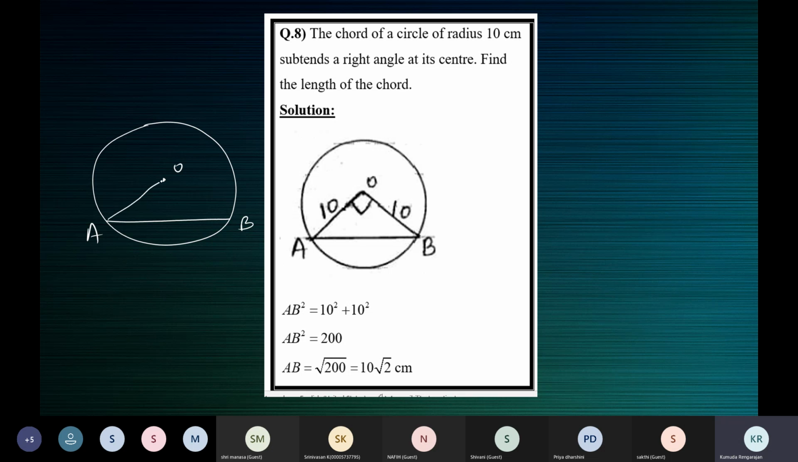So join A to O, B to O. This angle is 90 degrees. The radius of the circle is given to be 10 centimeters, and it subtends a right angle at the center. We need to find the length of the chord AB. Pythagoras theorem. It's 10 root 2 centimeters.